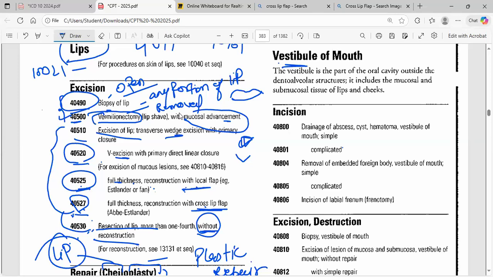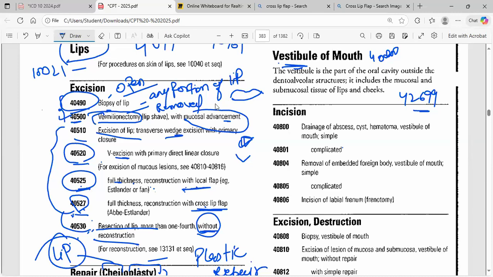So, any procedure performed on the vestibule of mouth, dental structures, as well as palate, salivary glands, ducts, or these accessory organs, we are going to use a code from series 40800 to 42699. That means 40800 to 42699 codes include any procedure performed on the dental structure, palate, salivary glands, ducts, floor of mouth, tongue. That covers these types of procedure.